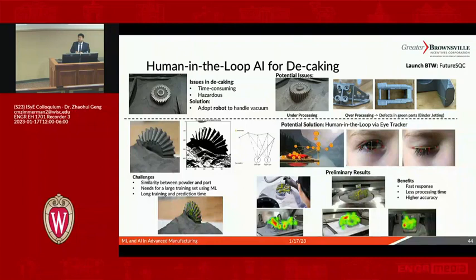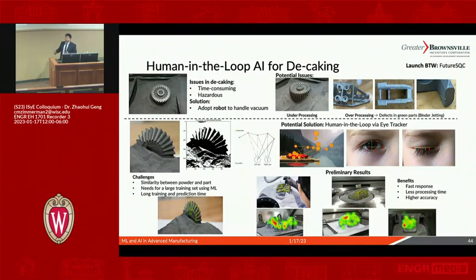for the decaking process. In powder bed additive manufacturing, we need to clean the powders from the build bed, right? But the issue is that if you take a look at this image, the powder and the part look very similar. The texture is very similar. The color is very similar. So it's really hard to do image segmentation. Here, with conventional image segmentation, this is the best we can do, right?